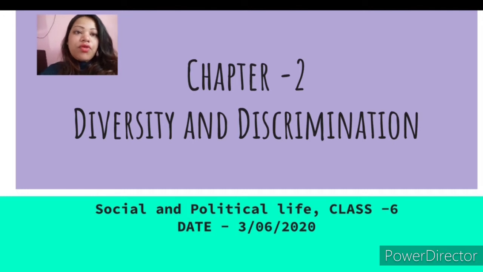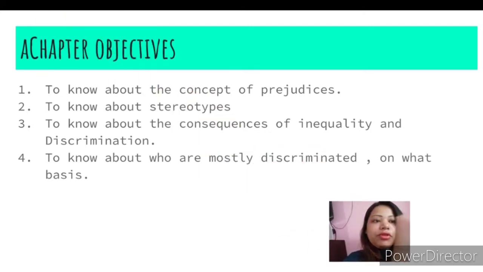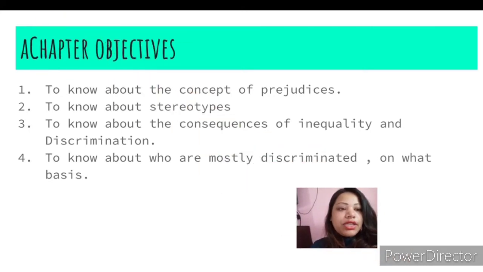In this chapter we are going to study the criteria for which people may treat you differently in spite of being diverse. So these are the chapter objectives you are going to write. You will know the concept of prejudices, the concept of stereotypes, then of course inequality and discrimination, the consequences of it, and also the people who are mostly discriminated against and on what grounds. As we have studied, diversity is good, but in the second chapter we'll also study till what extent it is good, right?